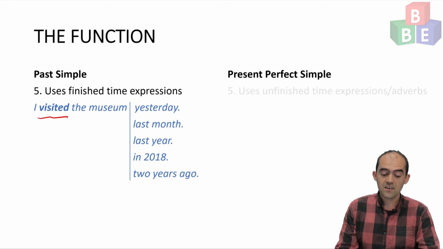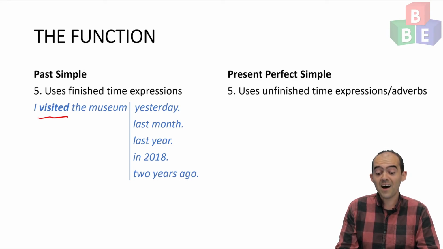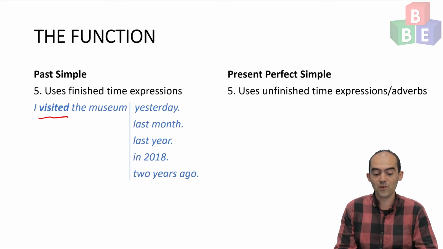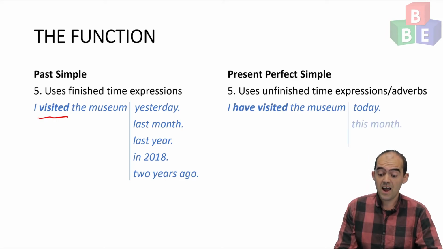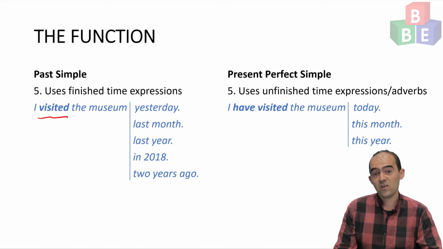On the other hand, the present perfect simple uses unfinished time expressions or adverbs. So I have visited the museum today. Today is not finished. I could go back. I have visited the museum this month. I have visited the museum this year. All of these expressions are unfinished.